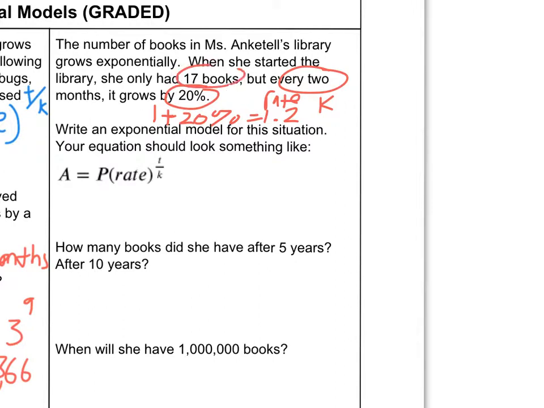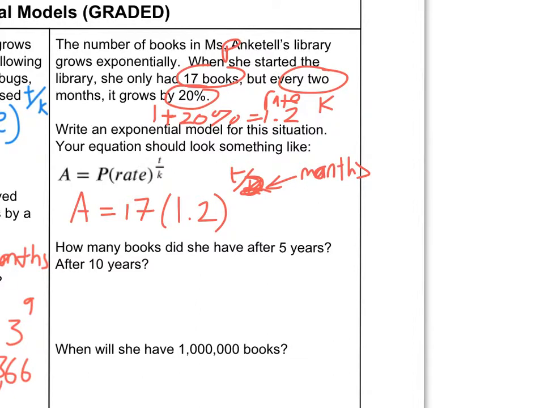And then we got 17 books, that's my p-value. Okay, so plugging that in, we've got 17 times 1.2 to the t over 2, that's 2 instead of k, and I want to make sure I know that that's months. Because after I mess with this, we're going to have 5 years, which is 60 months, and 10 years, which is 120 months.